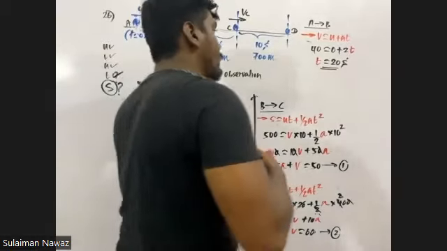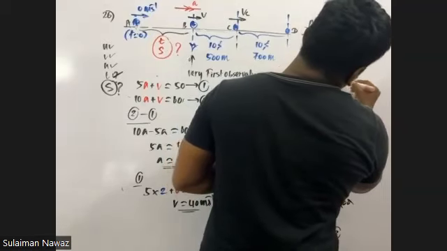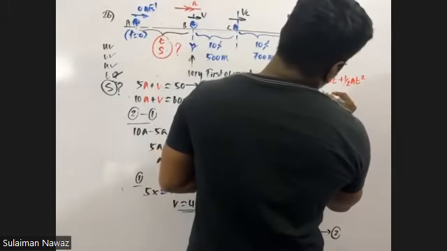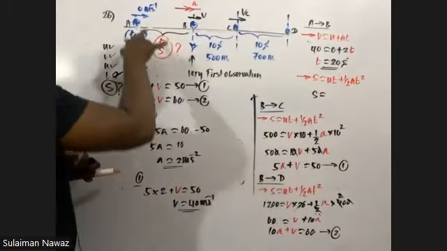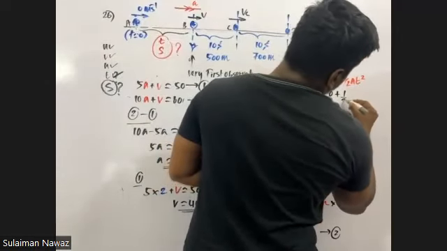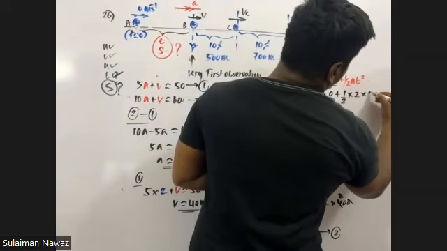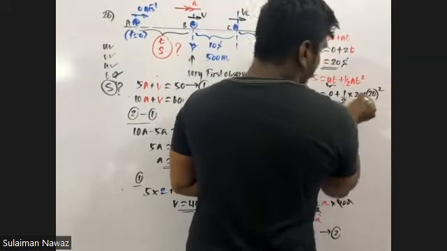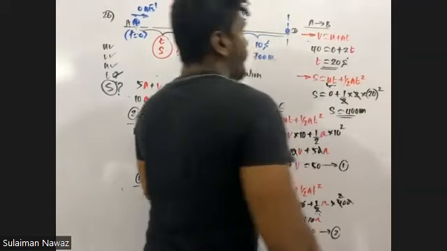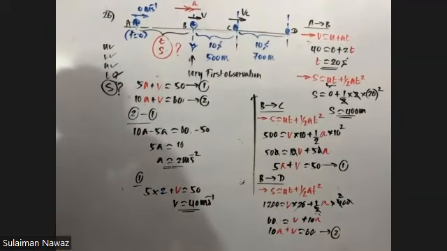I thought of taking S equals ut plus half at squared. I want to find S. My u is 0. Initial velocity is 0. This entire ut term is 0. Half, acceleration is 2, time is 20 squared. 2 to cancel out. S is how much? 400 meters. How many of you got 400 meters answer? Very good.